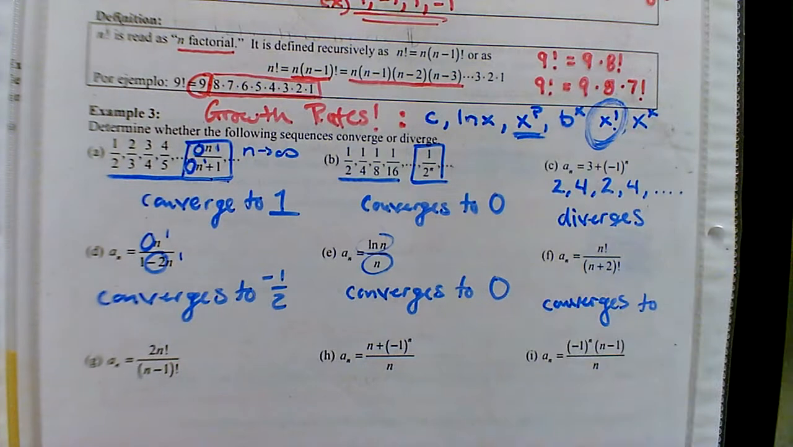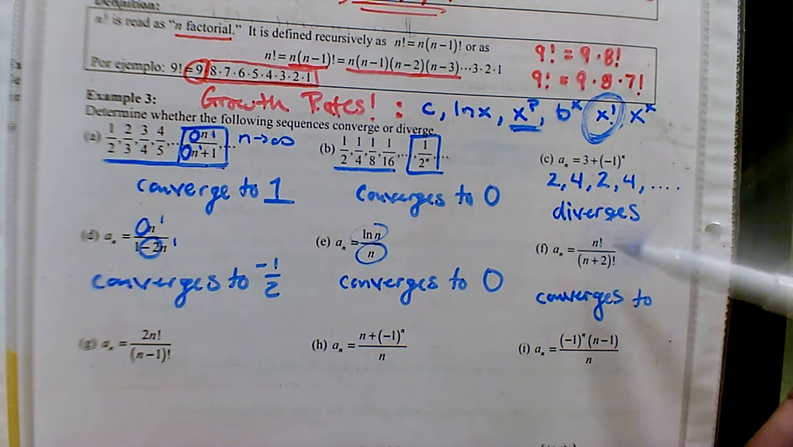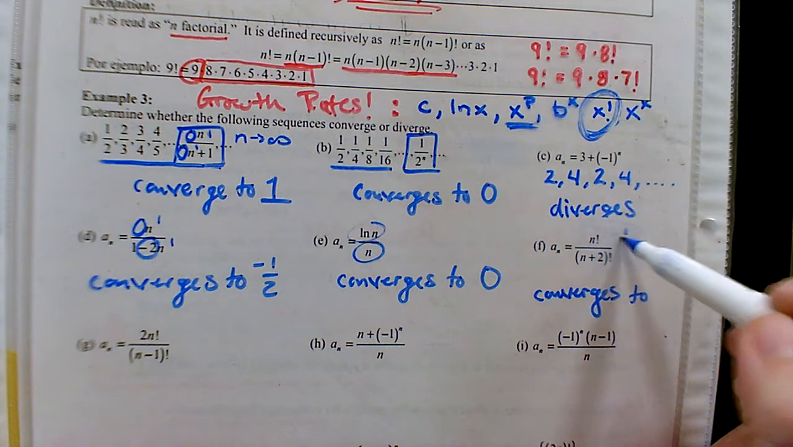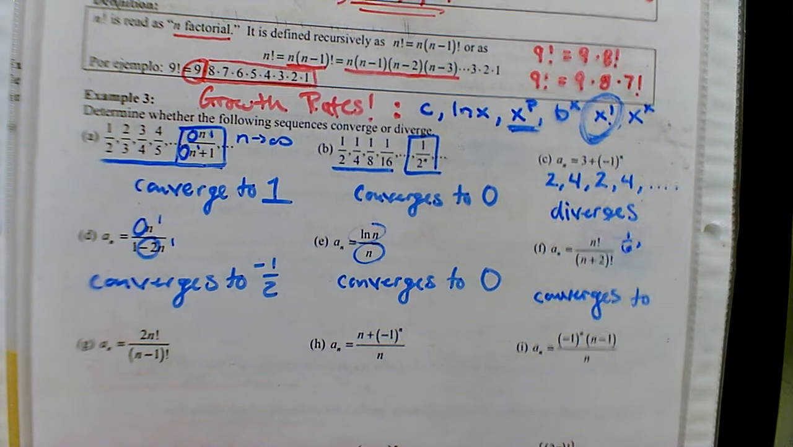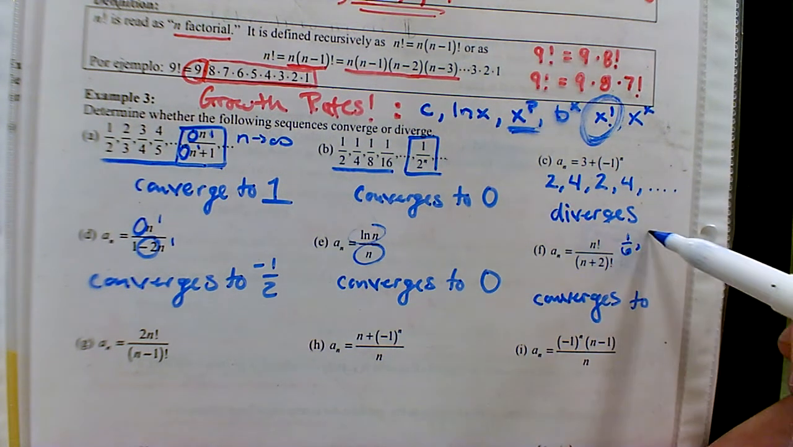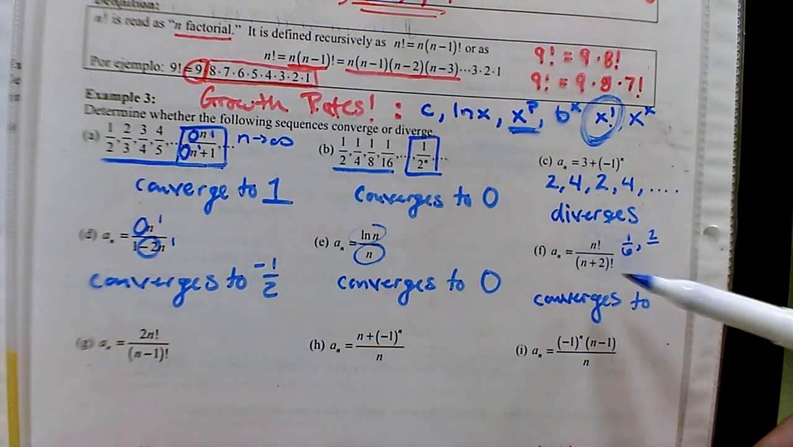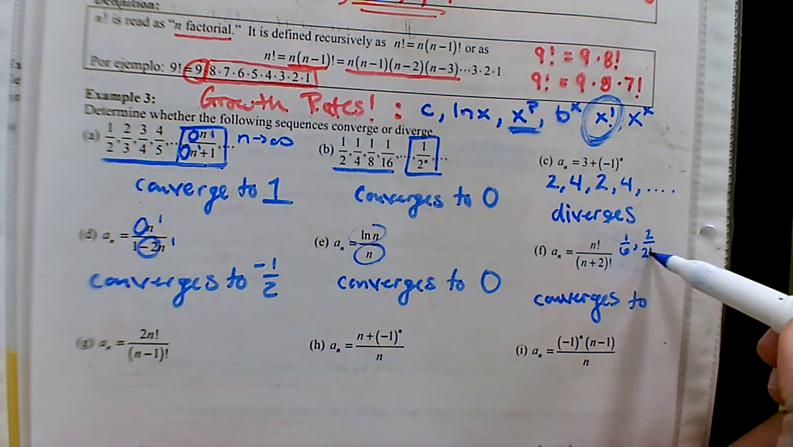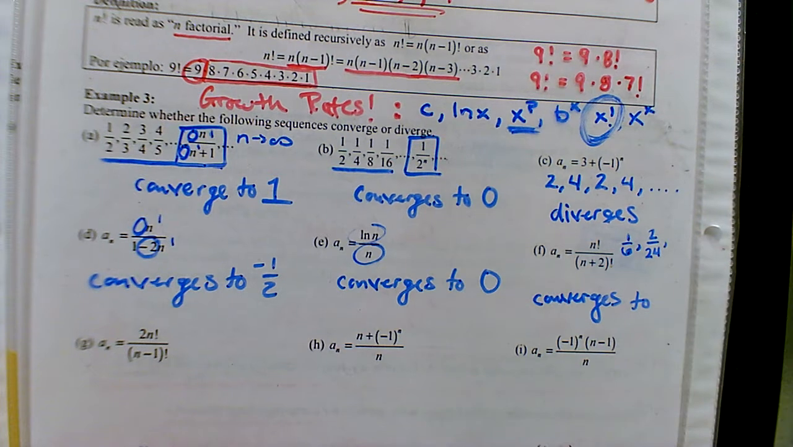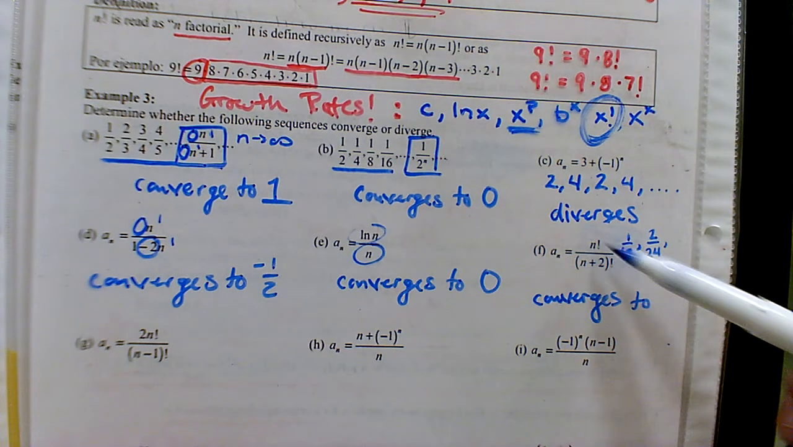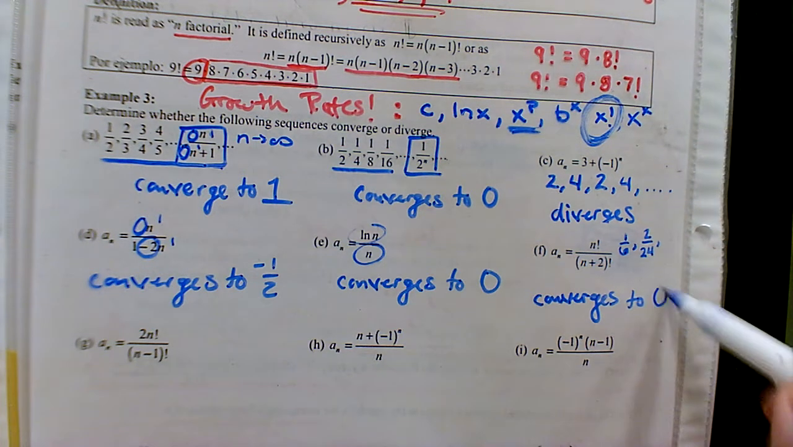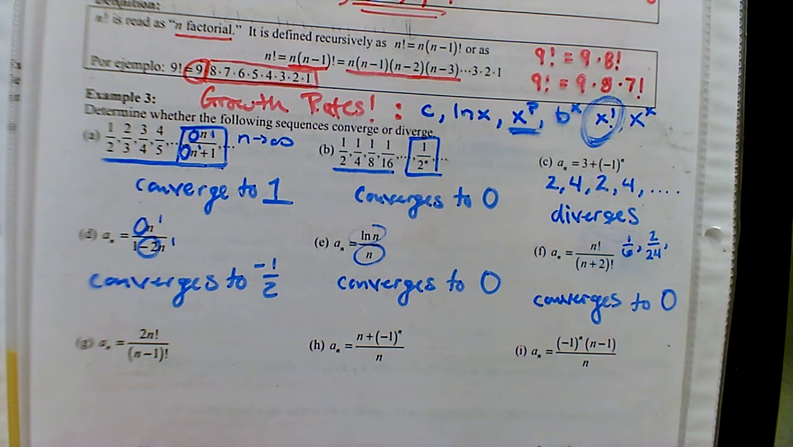If you're not sure, you can always make a list. If you plug in 1, factorial is 1 over 3 factorial, which would be 6, so we'd get 1/6. If you plug in 2, factorial is 2, but then you'd have 4 factorial on the bottom, which would be 24. And then you can keep going. If you're not quite sure based off the growth rates, maybe make some list of numbers and it might be a little bit more apparent. This one is actually going to converge to 0.